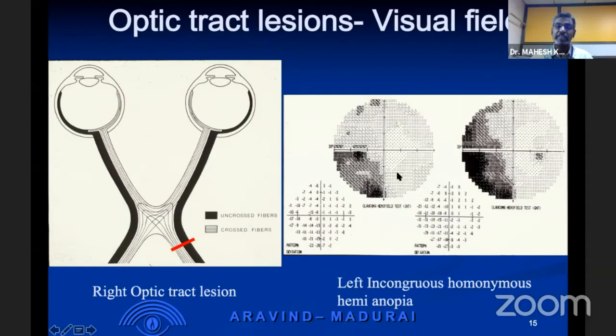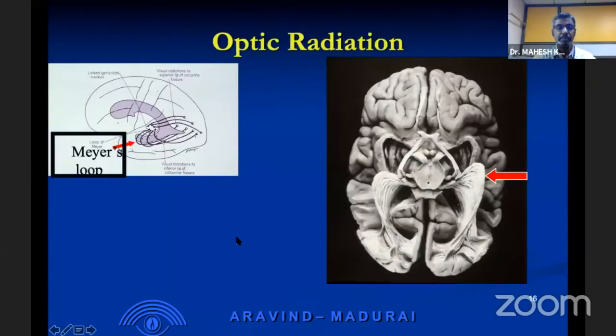So an incongruous field defect is seen when they begin to develop. But if this field defect becomes complete, then we cannot say whether it is congruous or incongruous. A complete homonymous hemianopia is non-localizing. But if it is an incomplete homonymous hemianopia, and if it is incongruous, then we know it is possibly an optic tract lesion because of the anterior location.